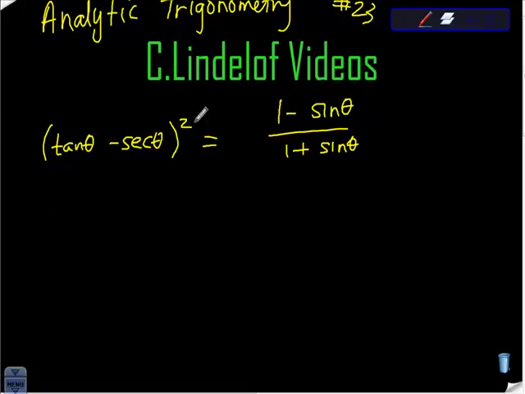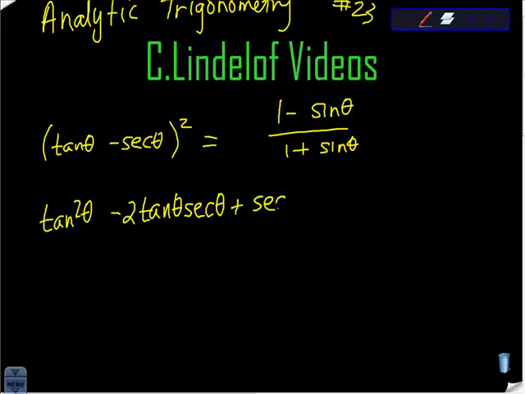First thing I'm going to do is expand this out. So I'm going to do the binomial expansion, which means this is tan theta minus secant theta times tan theta minus secant theta, which should give us tan squared theta minus 2 tan theta secant theta plus secant squared theta. I'm just using FOIL here, right?